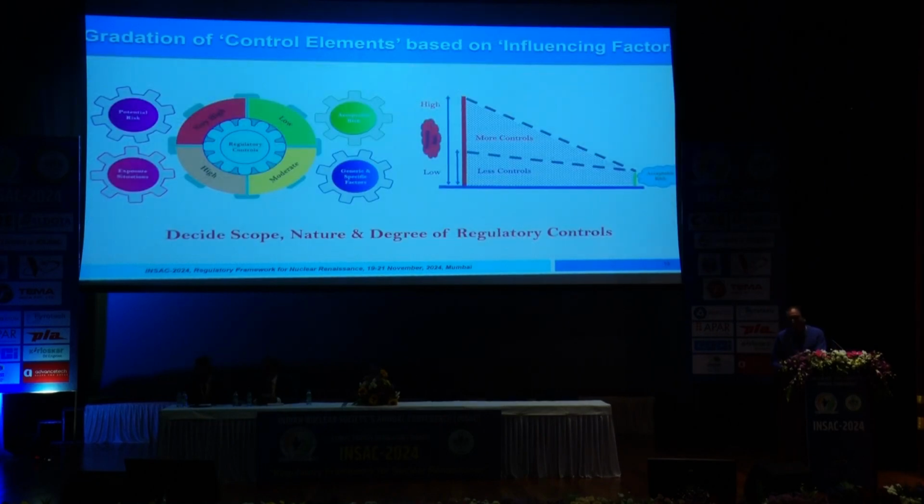Now, this is a pretty hard task actually. Once the regulator has determined all influencing factors, potential risk, acceptable risk, generic factors associated with the process, and specific factors associated with the process, his job is to integrate them and grade the control elements in terms of their scope, nature, and degree or depth.